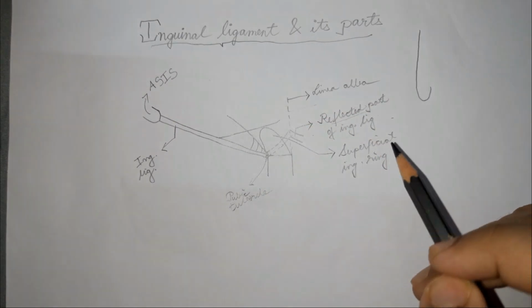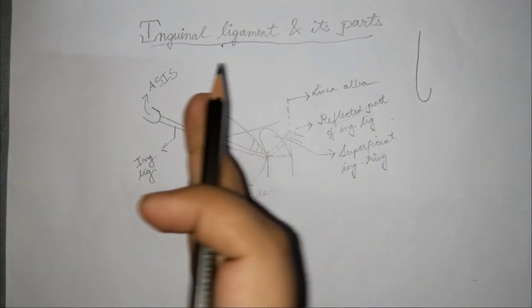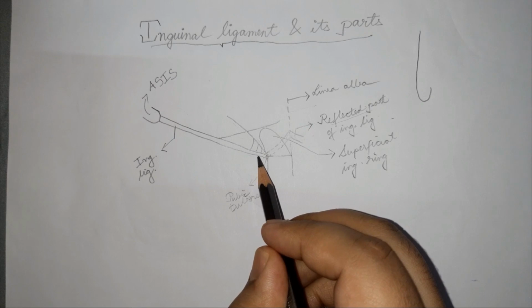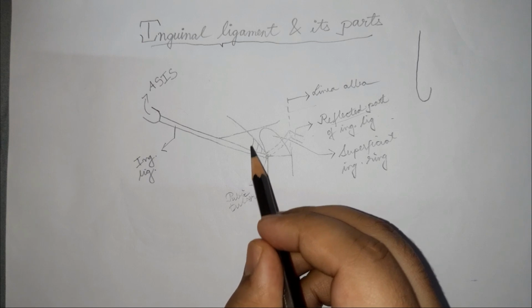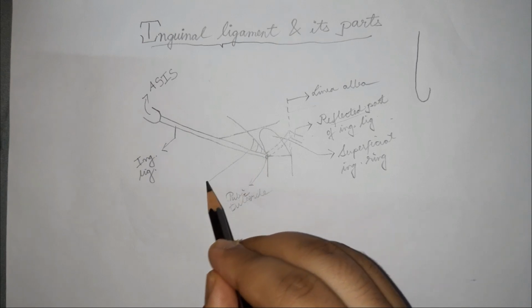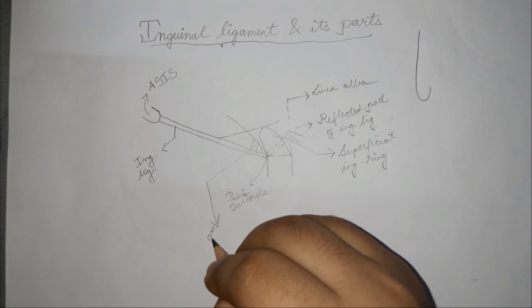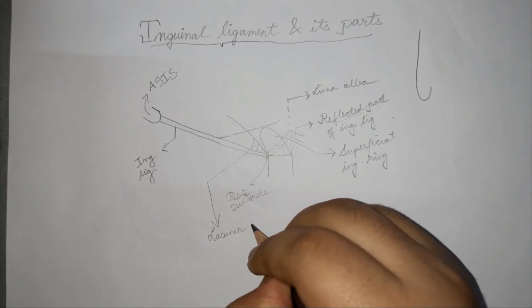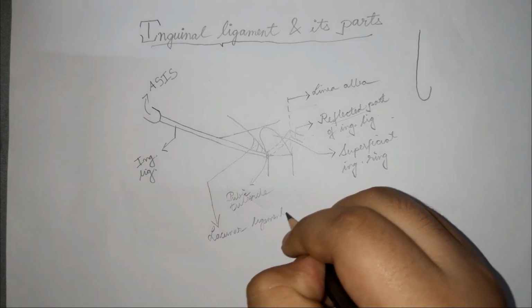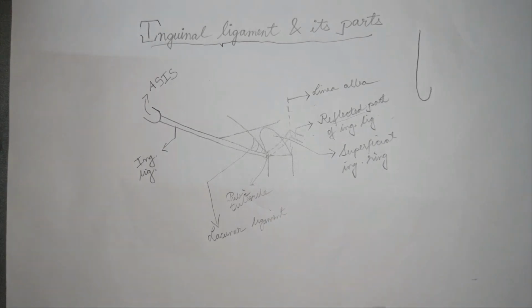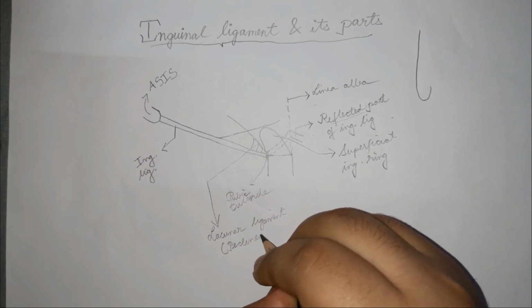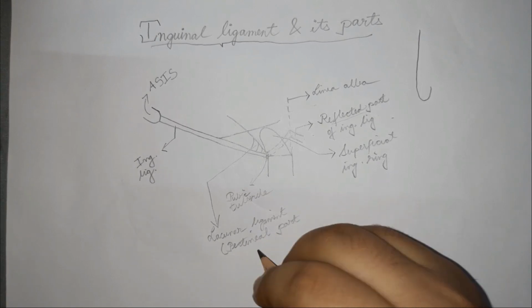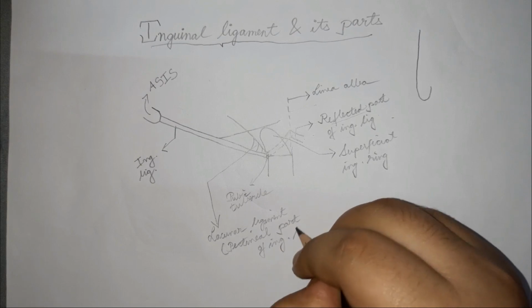Having talked about the reflected part of the inguinal ligament, now we are in a position to concentrate more medially. Can you see these three lines that I have drawn? This is representing the lacunar ligament. This is the lacunar ligament, or there is another name for it. It is known as the pectineal part of the inguinal ligament.